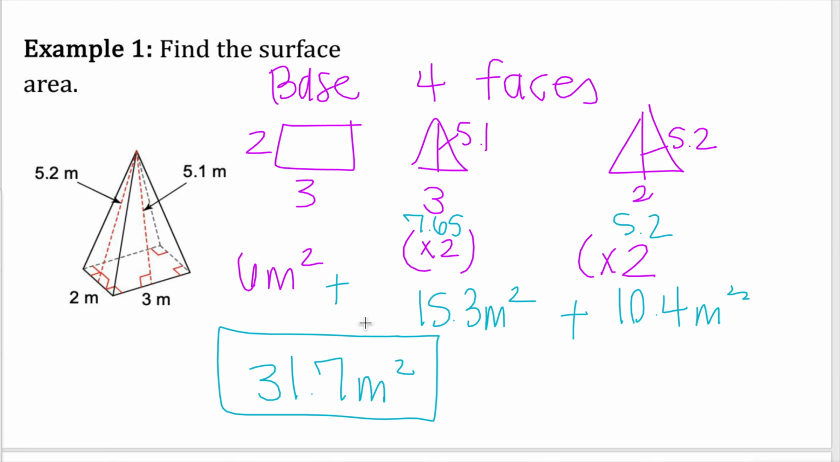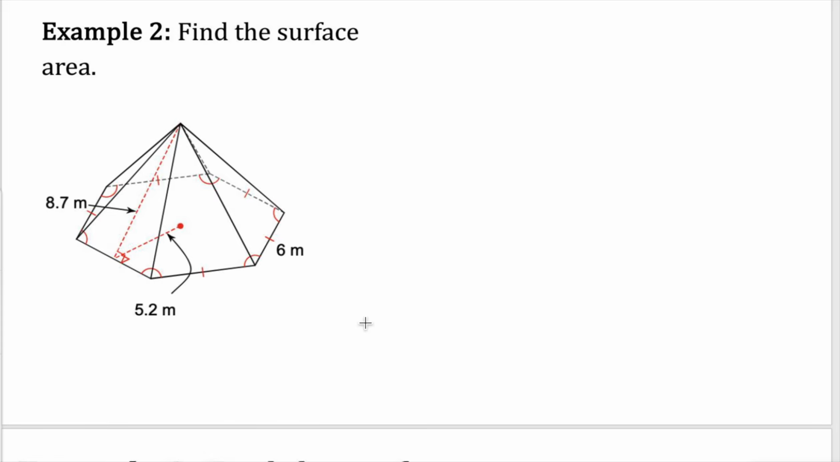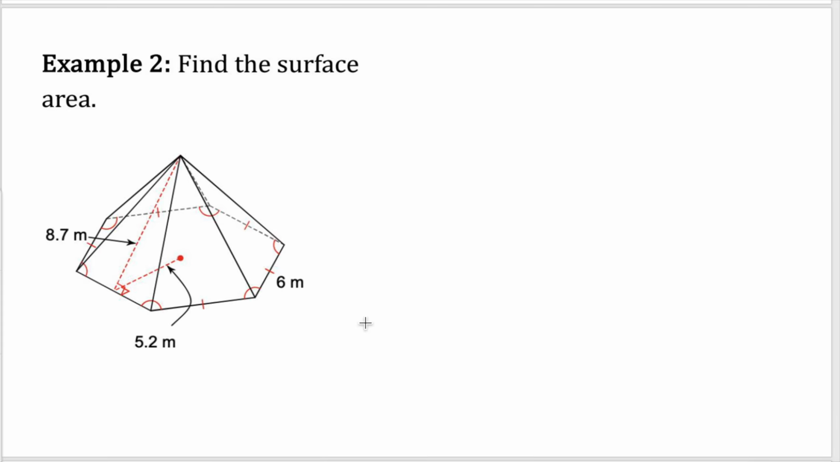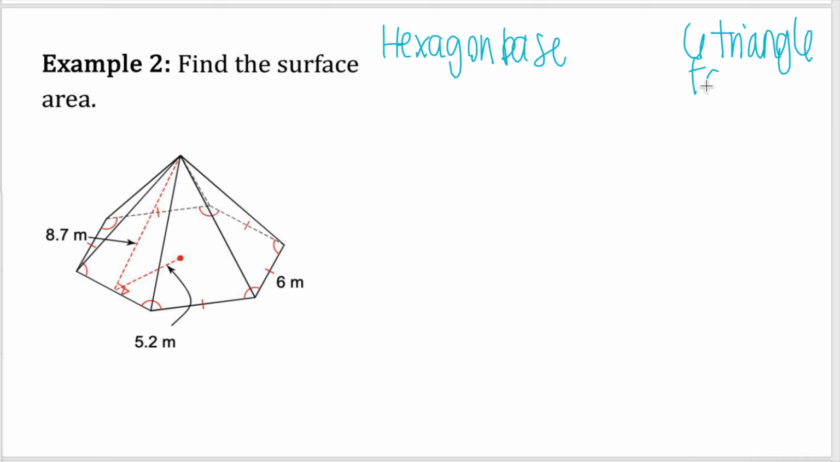Okay. Next up is example 2. If you want to pause here and try this one on your own. If not, we're going to get started. So this one is a hexagonal pyramid, which just means I have a hexagon base, and then I have 6 triangle faces. So with the hexagonal base, remember to find the area of a regular polygon, we want 1/2 times the apothem times the perimeter, and we have all those things that we need.